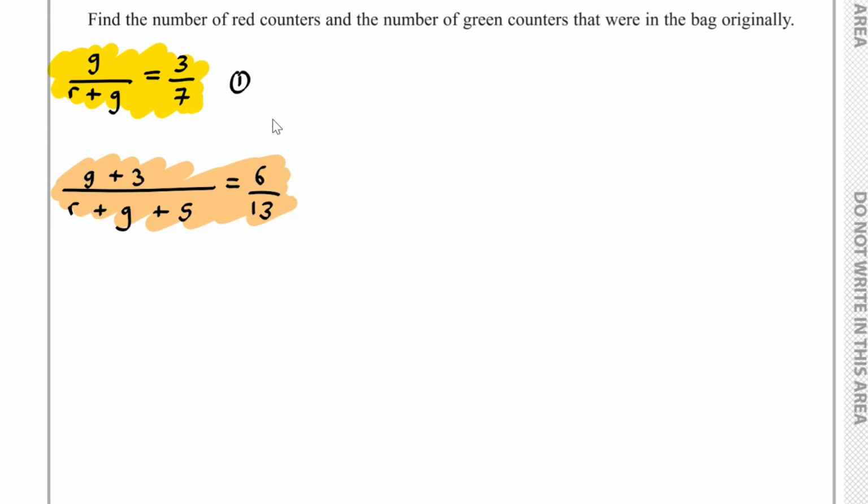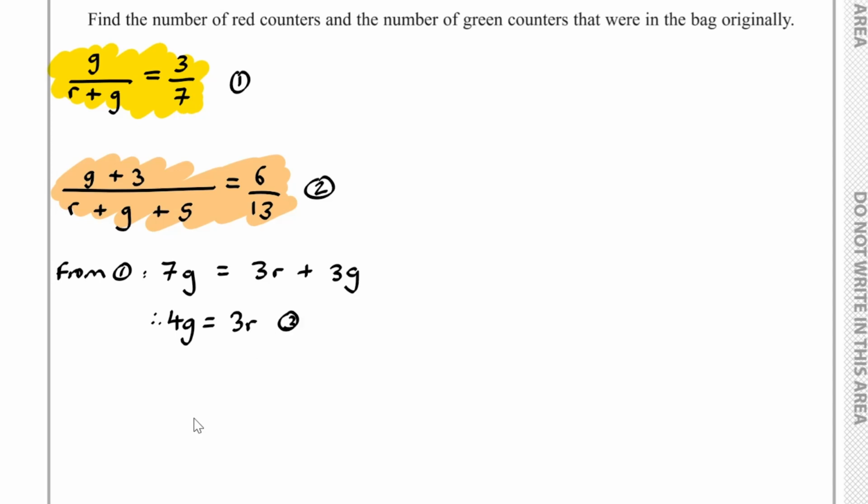So if I call this equation 1 and this equation 2, from equation 1, we've got 3 lots of R plus G. Sorry, we've got 7G. In other words, 4G is equal to 3R. We'll call this equation 3 for now.